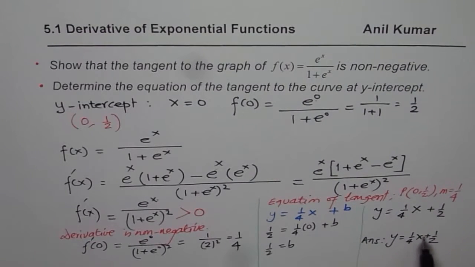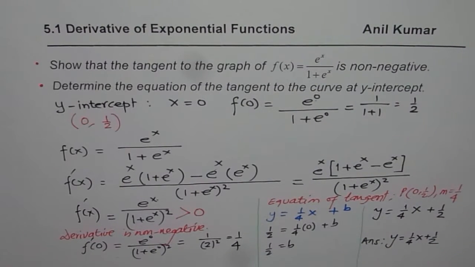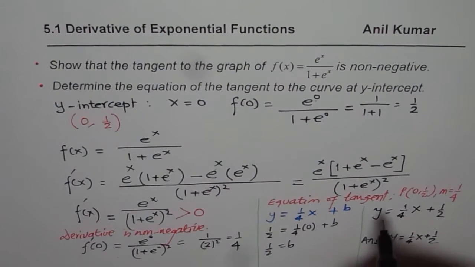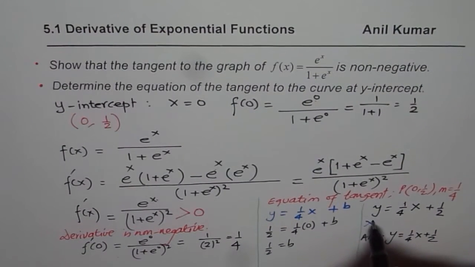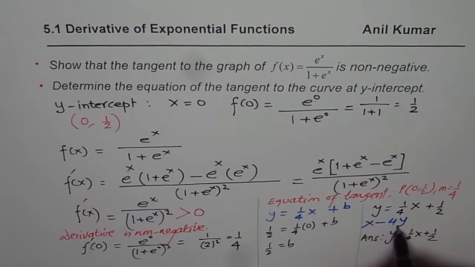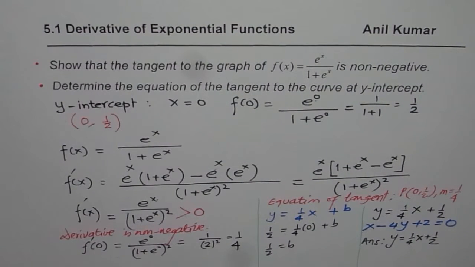Now some of you can also write this in standard form. Multiply everything by 4, bring them together on the left side with x as a positive coefficient, right? So if you multiply by 4, what do you get? If I multiply by 4, this will be just x, right? Okay. This will be 4y, bringing it to the left side, minus 4y, and we have plus 2 equals 0. So that could be the equation in standard form.